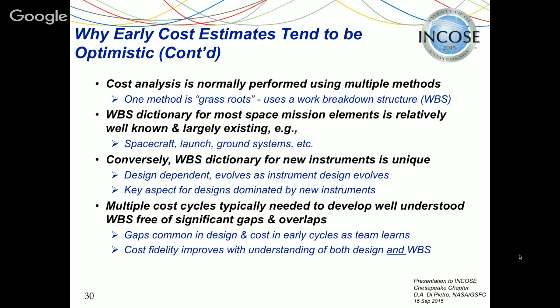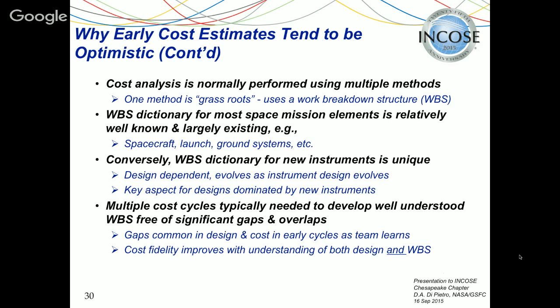That's known. But when you're creating a WBS for a new instrument, an instrument that you've created out of whole cloth on a whiteboard with a team of scientists and engineers, the WBS is effectively being created right along with it, okay? So it is design dependent, and it evolves as the instrument design evolves. Now, if the instrument is the dominant element of your design, let's say you've got a very, very large, very complex instrument that dwarfs the size of the bus on the observatory, then it's important to understand that the uncertainty in the instrument may dominate the uncertainty in the mission cost.